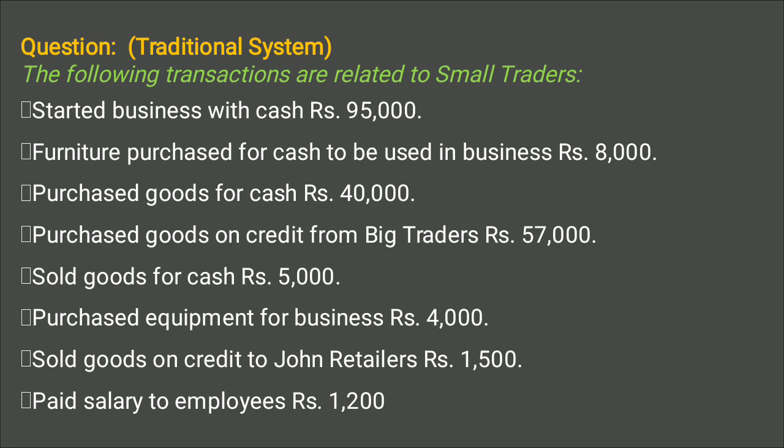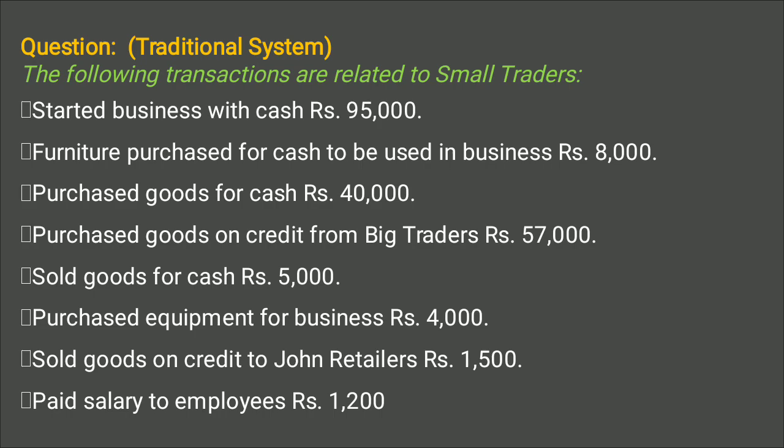The next, we have purchased goods for cash rupees 40,000. Purchase goods, goods means stock. But here we have to distinguish purchase and sales. If we are buying the goods, then we have to use it as a purchase. If we are selling the goods, then we have to use the word sales. So here we are buying goods, purchasing. So two items are going to be affected. First is purchase and second one is cash.